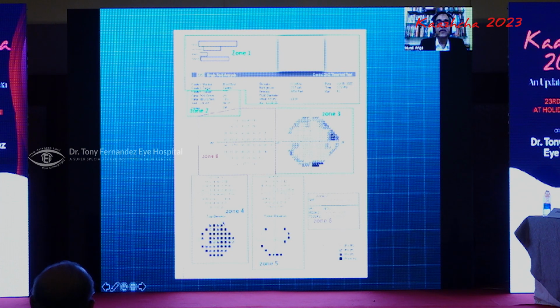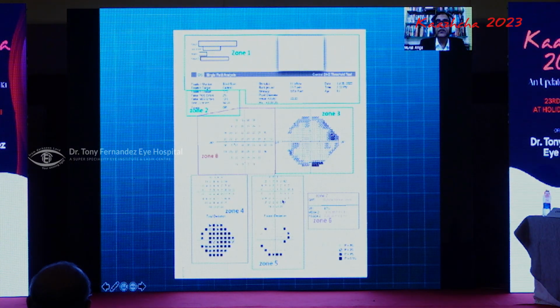Zone 4 is the total deviation. You can see the p values and the dark areas, which indicate the significance of the abnormality of the points, as well as the estimated loss in terms of threshold loss. Zone 5 is the pattern deviation, which is more significant for glaucoma than the total deviation is. The pattern deviation tells you what is underlying the generalized depression due to cataract, refractive errors, and so on.